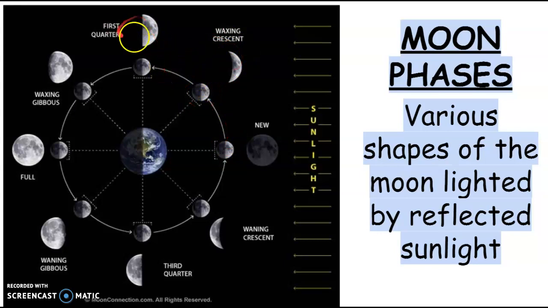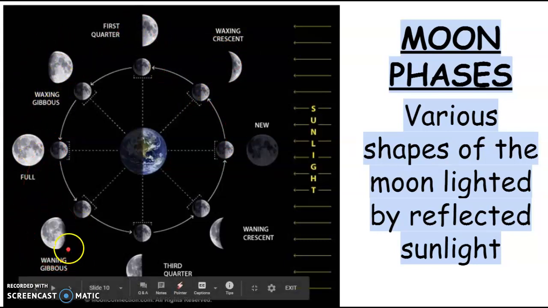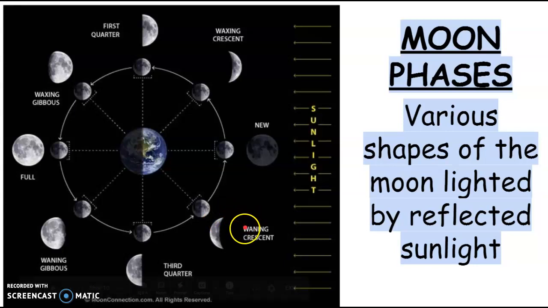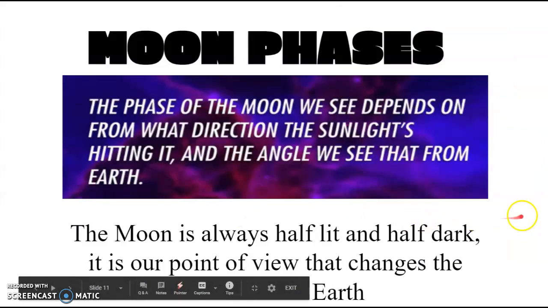And so as you go throughout the month, you'll get different phases of the moon. You get crescent moons, quarter moons, three-quarter moons, full moons, and then you begin to get more crescents as the angle of the sunlight on the moon begins to change. And that's what we call our moon phases. And so you can read about that here.